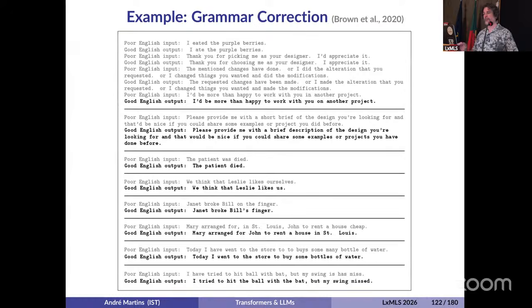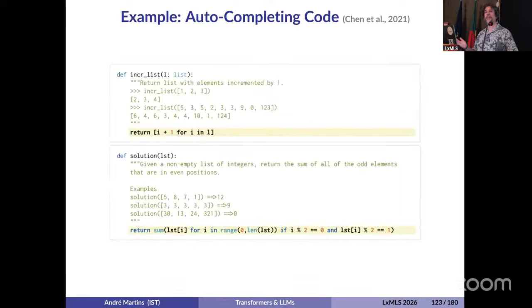Other examples include grammar correction. I guess many of you have seen this already when you interact with today's models. Auto-completing code: now we have Claude Code, but the first signs that it was possible to auto-complete code started from around 2021.